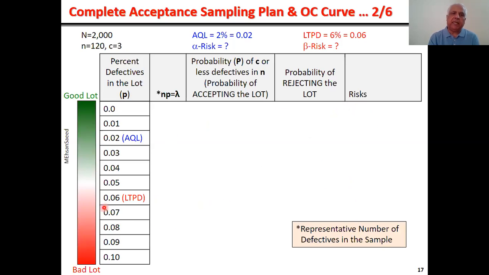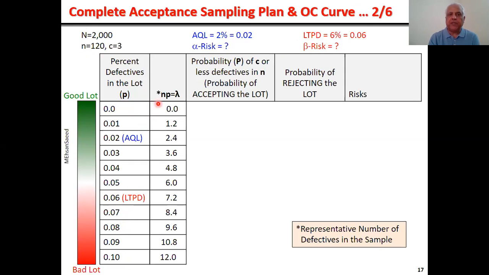So here is the quality level in a deteriorating order, starting from 0%, 1%, 2% is AQL, so we write AQL against 2%, going down, blending into now bad quality, coming to 6%, 6% is our LTPD, and going all the way to the extreme edge, 10%. Next, we multiply this quality level, or P, with the sample size 120, and we get these figures.